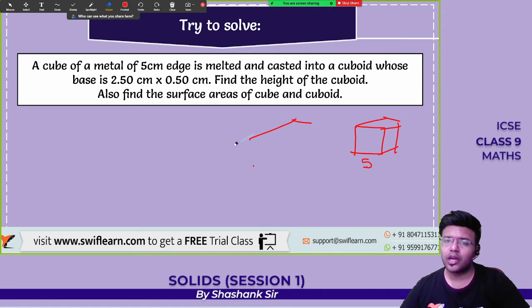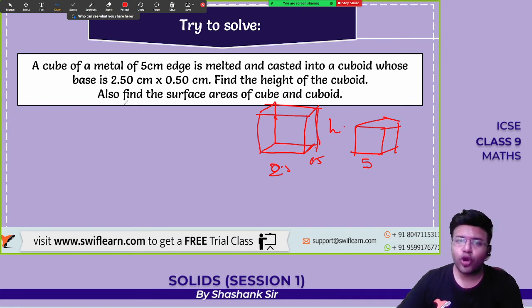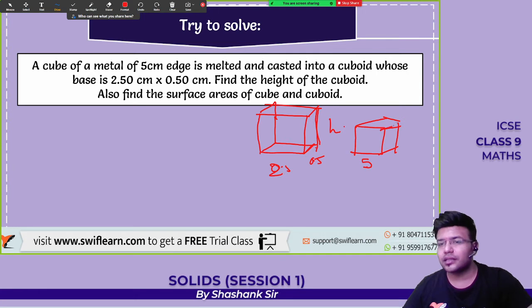Okay, so let me redraw it according to the given question. So length is this much, base is only this much. Now this is 0.5, 2.5, this is 0.5. H is not known. Find the height of the cuboid. Also find the surface areas of cube and cuboid.